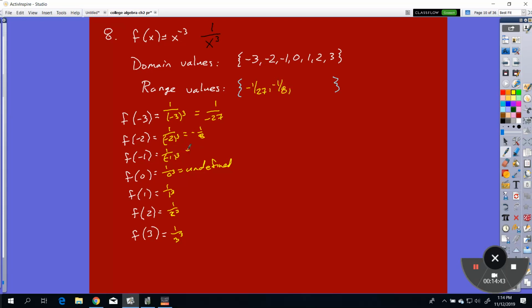1 times 1 times 1 is still 1. So 1 divided by negative 1 is negative 1. Then we know it's undefined. And then it's 1 again. 2 times 2 times 2 is 8. And 3 times 3 times 3 is 27. So that's the answers to that. Kind of sloppy on the end, but that's the idea.